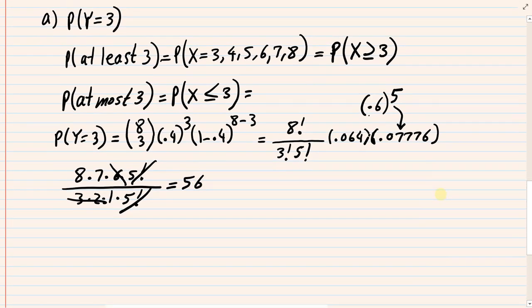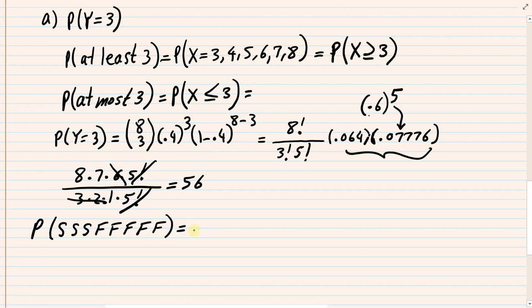So what that means is this. There are 56 ways I can get 3 successes in 8 trials. So I can get success, success, success, and all of the remaining ones would be failure. There you go. And the probability of that particular sequence is what this number is.